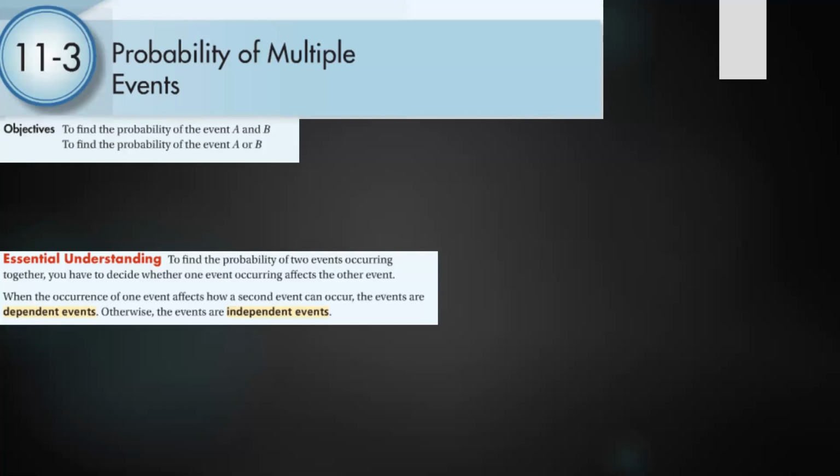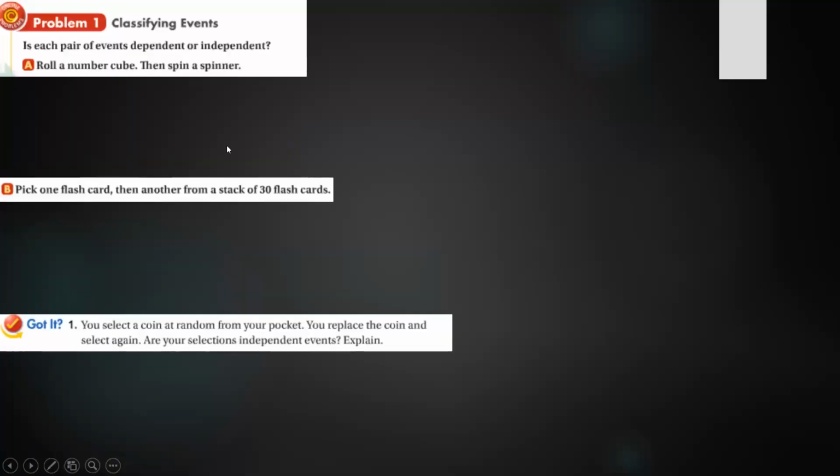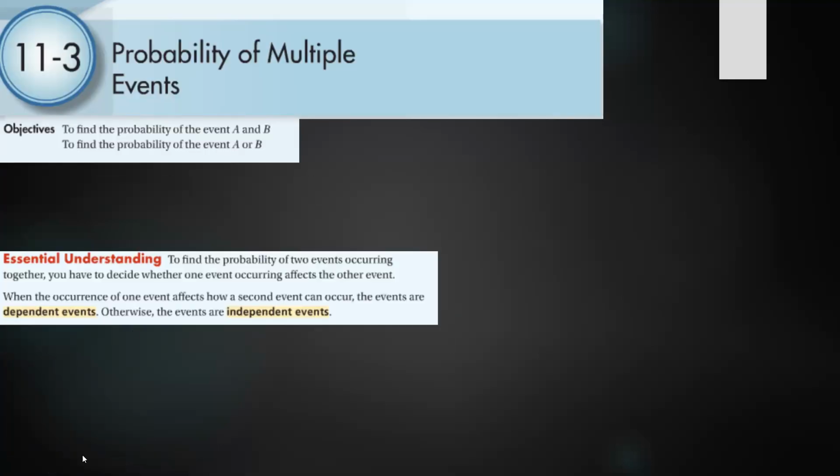In the previous lesson, I told you about the probability of taking math, the probability of taking science. Here, I'm talking about multiple events, like math or science, or math and science. So, in this lesson, we will learn how we can find the probability of A and B, or A or B. A and B, A or B.